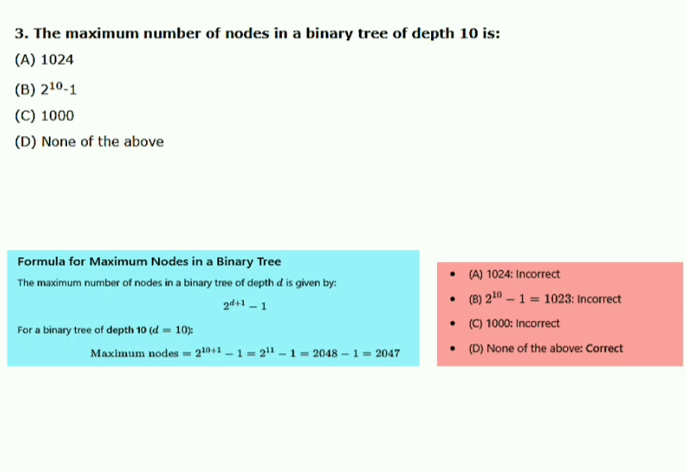So here the formula for maximum nodes in a binary tree is 2 power d plus 1 minus 1. So 2 power 11 minus 1 is 2048 minus 1, that is 2047. This option is not given in the given options, so option D is the correct one.